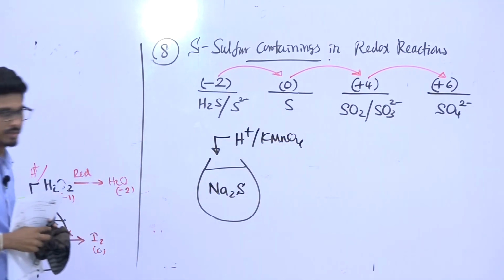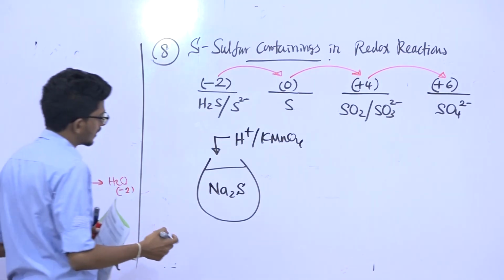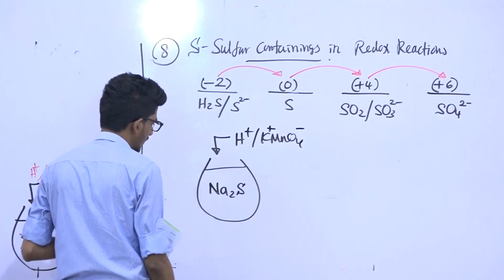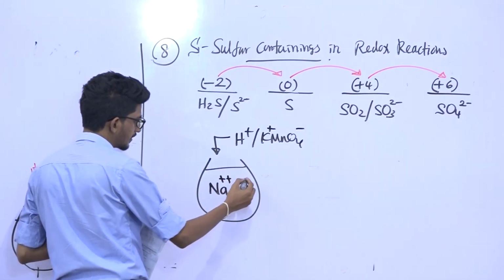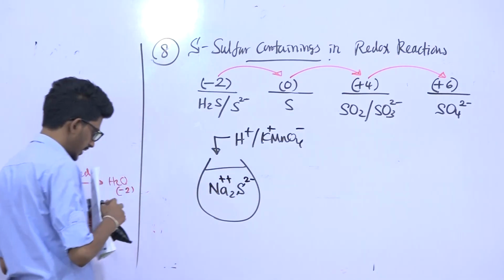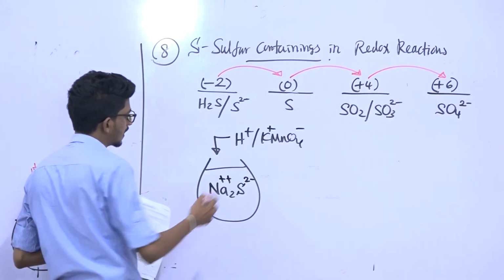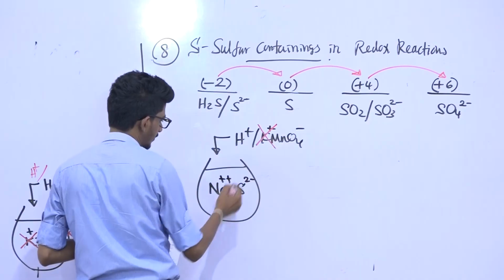What kind of reaction is possible here? KMnO4 means the K plus ion and the MnO4 minus ion. Na2S is 2 Na plus ions and the S 2 minus ion. So what will happen? The group 1 ions are never involved in redox reactions.